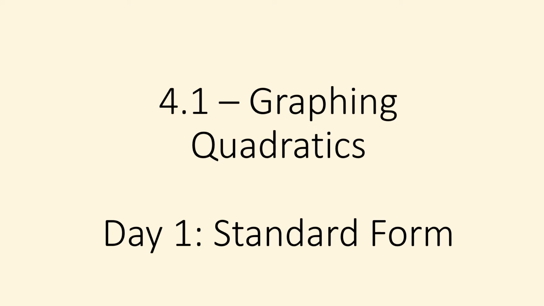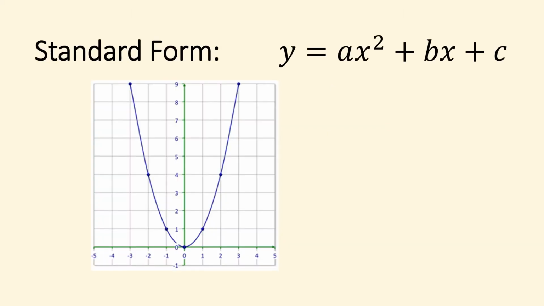In this section, we're going to be graphing these functions. So hopefully we remember that these make a parabola, a U-shaped graph. And in this section, we're focused specifically on graphing them when they're in standard form. Standard form is y equals ax squared plus bx plus c. Here in this graph, we're showing the parent function for all parabolas.